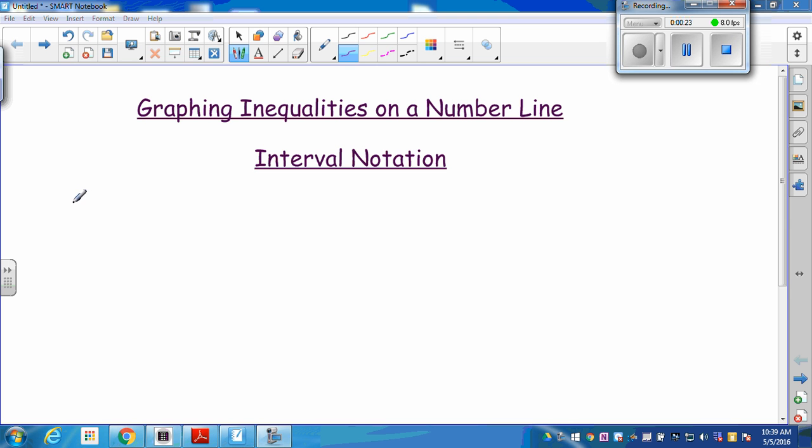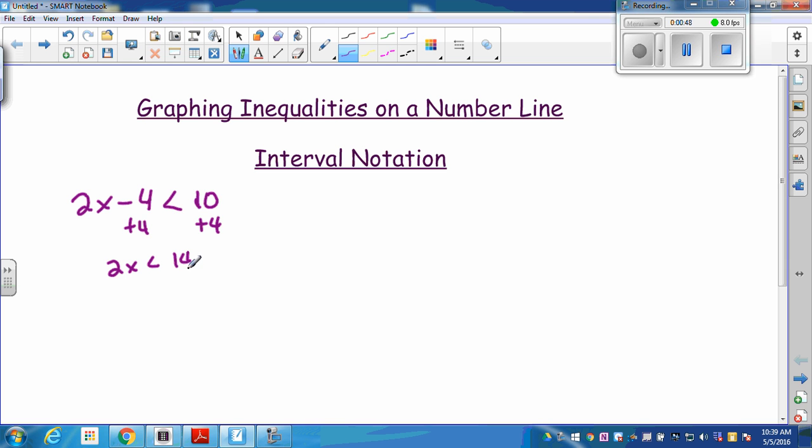So let's start with 2x minus 4 is less than 10. Alright, so again, when you're solving an inequality, you solve it like you would an equation. So you do opposite operations. So we're going to start by adding 4 to both sides of your symbols, and you get 2x is less than 14. Then you divide both sides by 2, and you get x is less than 7.